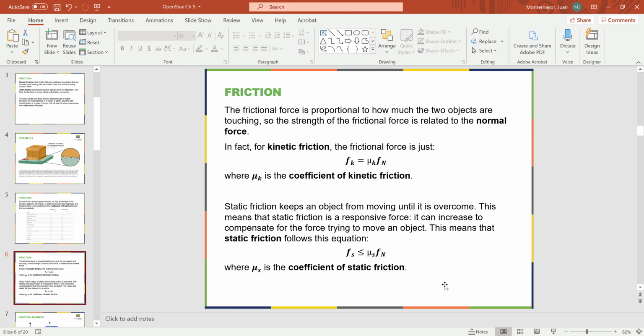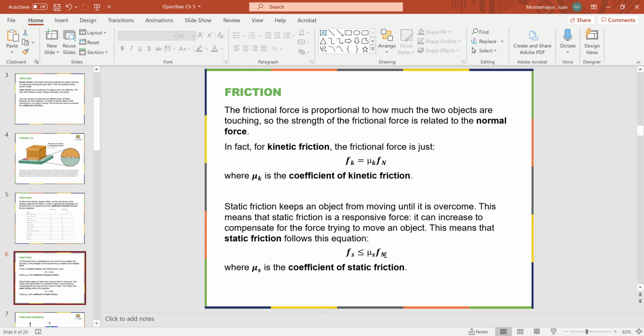The frictional force is proportional to how much the two objects are touching. So the strength of the frictional force is related to the normal force. In fact, for kinetic friction, the frictional force, F_k, equals mu_k, the coefficient of kinetic friction, times F_n. F_n is your normal force. Same thing for static friction here. But here you notice that the static friction needs to be less than or equal to the coefficient of static friction, mu_s, times your normal force.